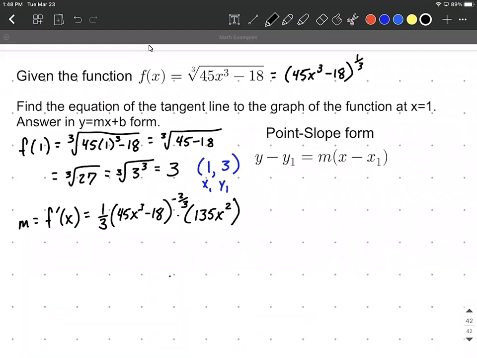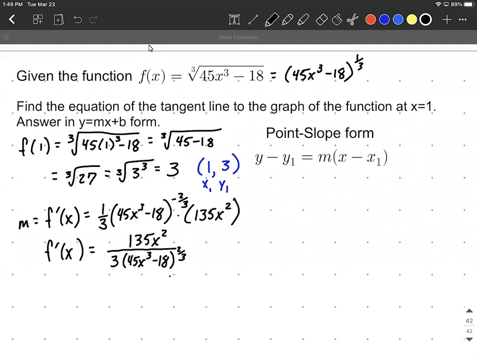All right, so now we have our derivative. I may rewrite this derivative real quickly so that we don't see that negative exponent. The 3 will remain in the denominator. Instead of having the negative exponent, I'm going to move that down to the denominator. So 45x cubed minus 18 raised to the positive 2/3 power. And then the 135x squared I'm going to leave up in the numerator. All right, so we've calculated the derivative.